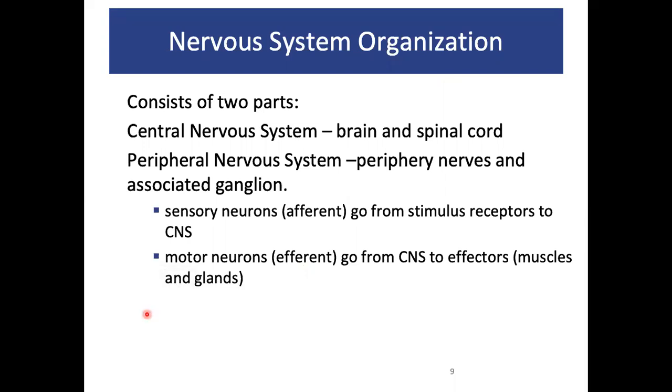Okay, so the nervous system consists of two parts, your central nervous system and peripheral nervous system. The peripheral nervous system, everything outside of the brain and spinal cord, includes sensory nerves as well as motor nerves. Sensory nerves take signals from a stimulus receptor to the central nervous system. And then motor nerves go from the central nervous system to effectors like muscles and glands. So sensory neurons are afferent, they're going to go to the brain. And motor nerves are efferent, they're going to exit the brain.